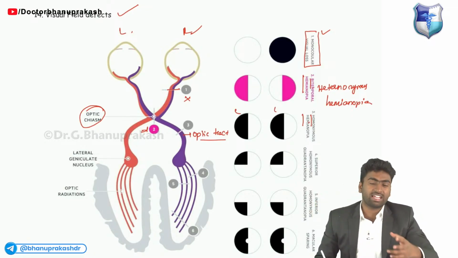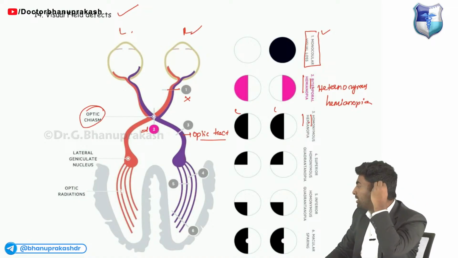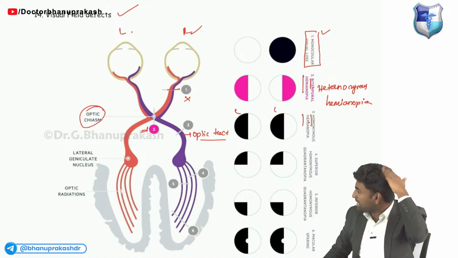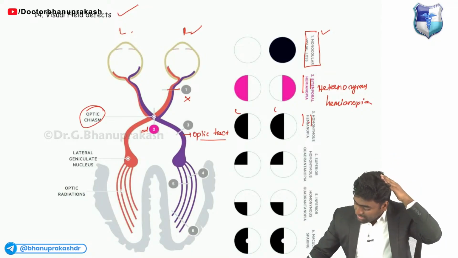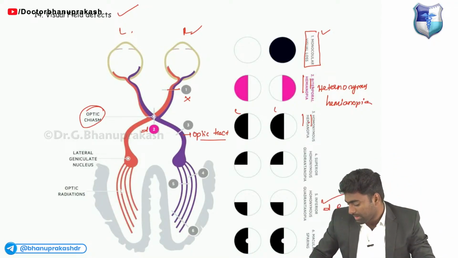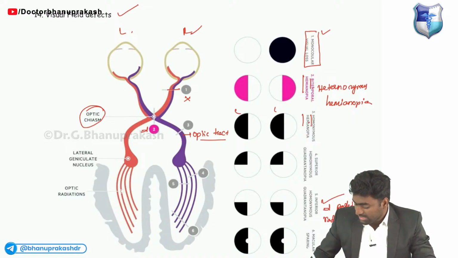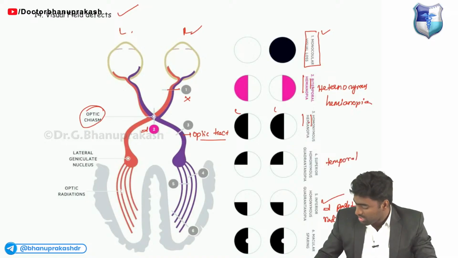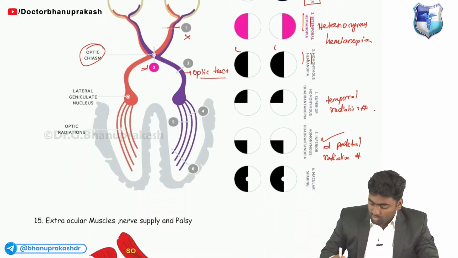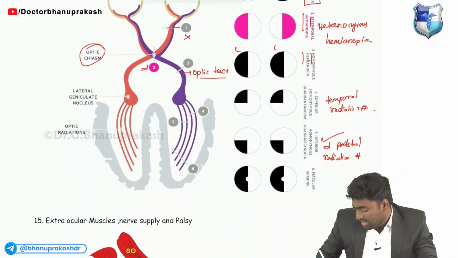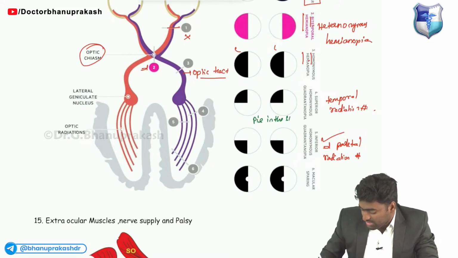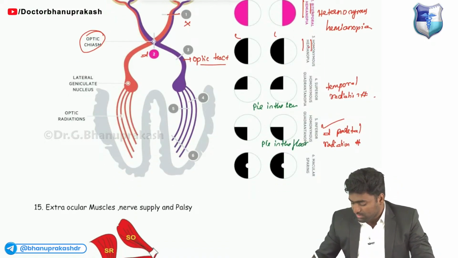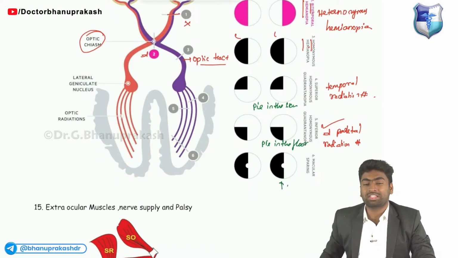Next, based on the radiations, there will be two radiations: the temporal one and the parietal one. If it is parietal radiation damage, it will cause inferior quadrantanopia, also known as pie in the floor. Whereas if it is temporal lobe radiation damage, it will lead to superior quadrantanopia, also known as pie in the sky. And next, there is homonymous hemianopia along with macula sparing.